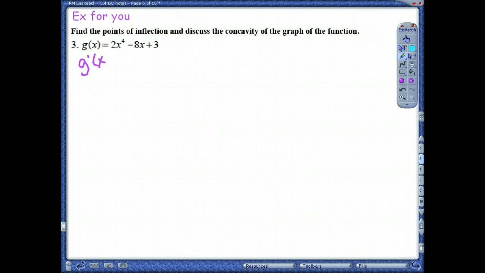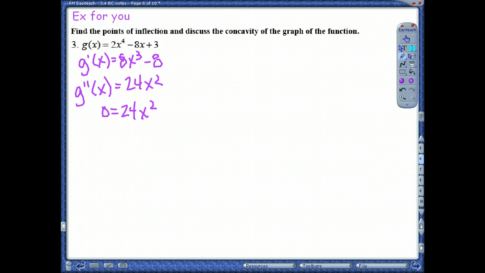first derivative, which would be 8x to the third minus 8, and then right to the second derivative, which would be, yikes, 24x squared. There's no place where it's undefined, so I'm going to set it equal to 0 and find that point. That's going to be at x equals 0. That's not a point of inflection. That's a possible point of inflection. I feel silly putting PPOI, so I just don't write anything yet.